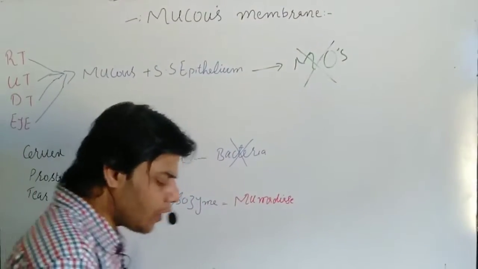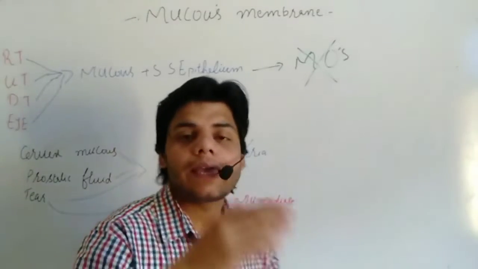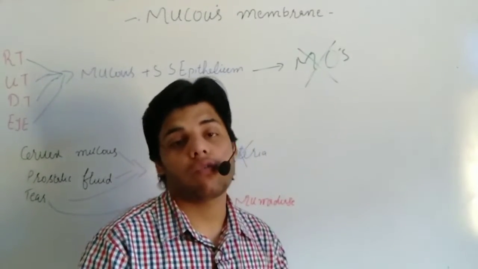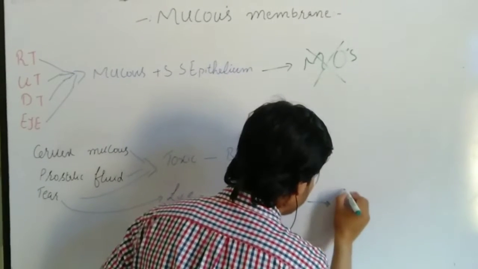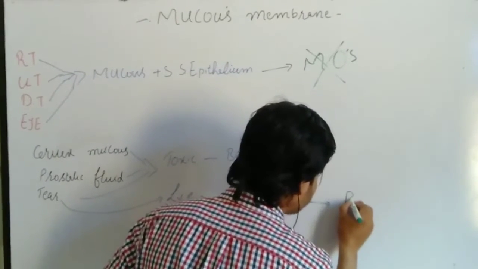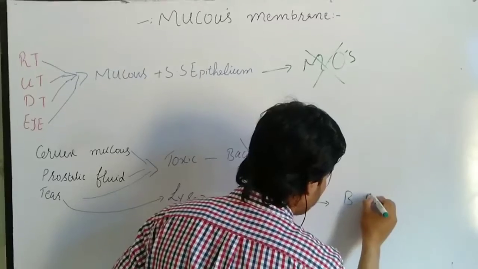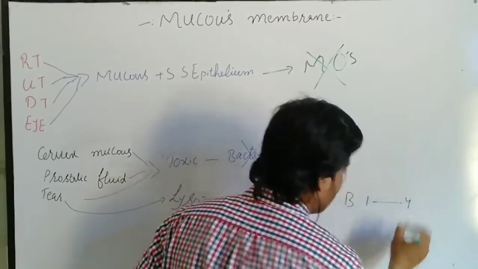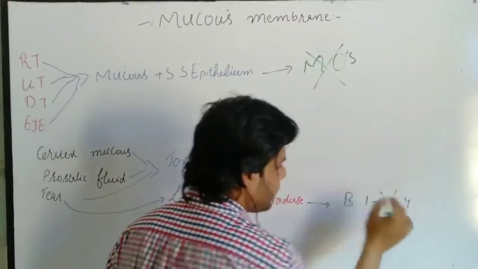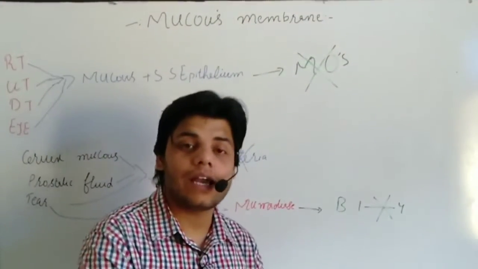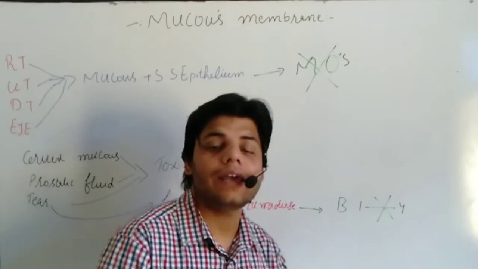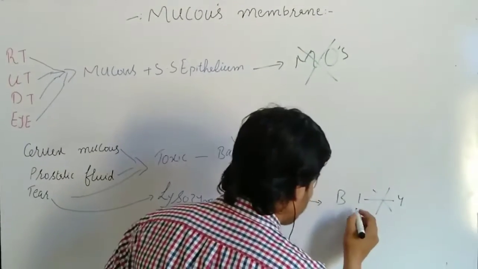So what is the function of this muramidase enzyme? This muramidase enzyme can break the beta 1,4 glycosidic bond. They are usually responsible for breaking this bond. These bonds are present between N-acetylmuramic acid and N-acetylglucosamine. So let me write.